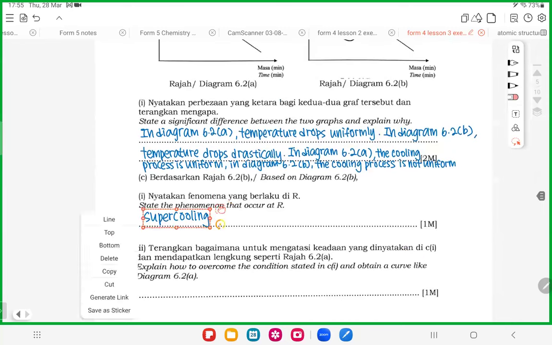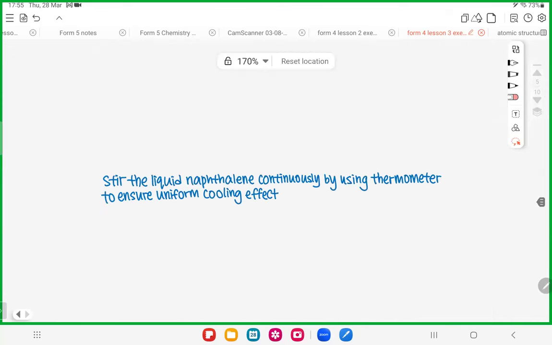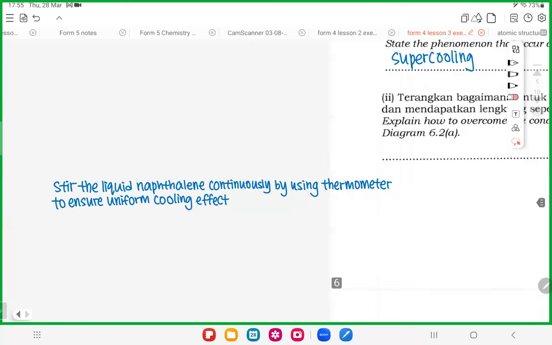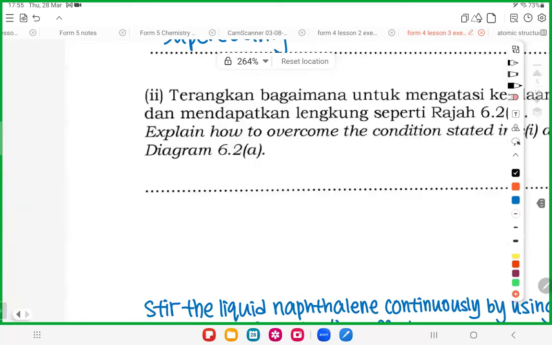C1 is supercooling. How to solve the supercooling process? Stir the liquid. Okay? And if you only say stir, no mark. A lot of students will write this only. Oh, Mr. Martin said, to avoid supercooling, write stir, no mark.